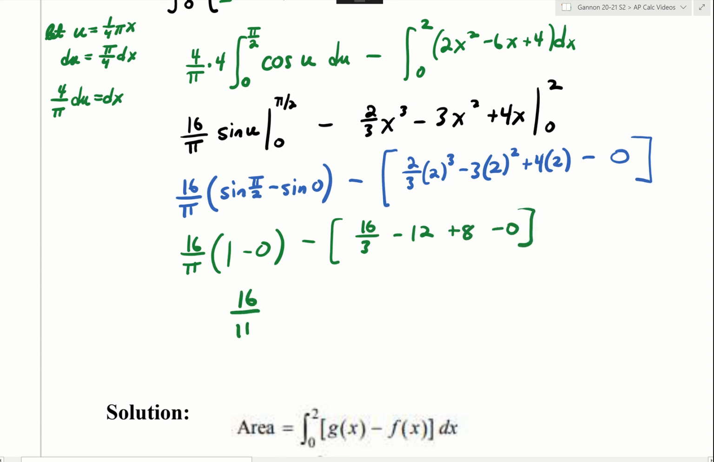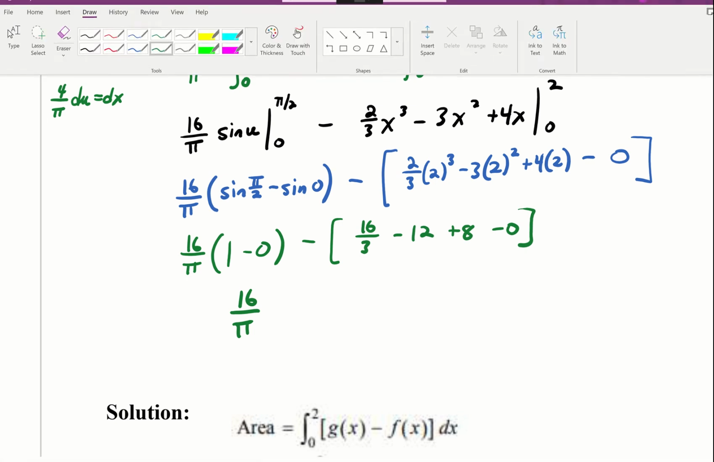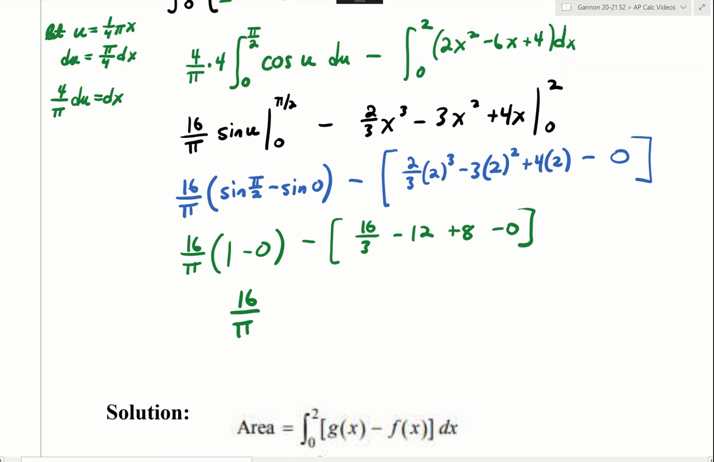This becomes 16 over pi. What you would want to do here is get a common denominator. So I'm just going to go ahead, without having to rewrite all of this, this becomes 36/3. This becomes 24/3. So 16/3 minus 36/3 is -20/3. -20 plus 24 is +4/3. So it's going to be minus +4/3.